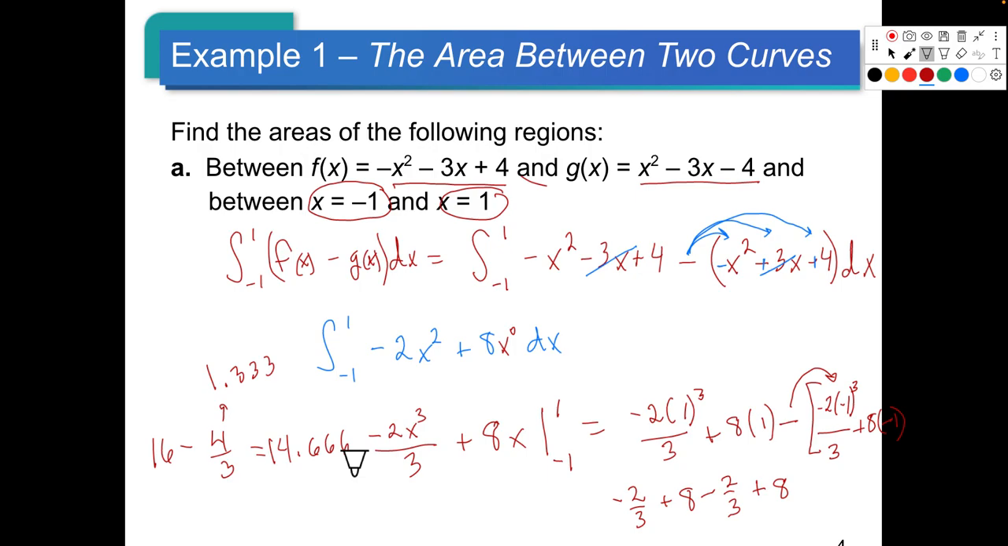Okay. So what we're going to do is graph. I'm going to clear this. I'm going to leave the y1 minus y2 off for right now. I'll show you how to do that. But f of x, I put that in as y1, so minus x squared minus 3x plus 4.